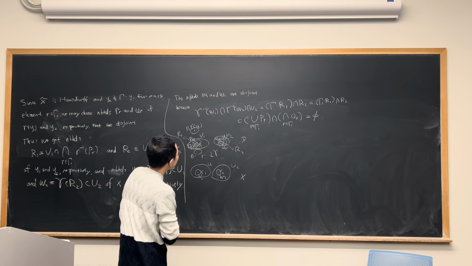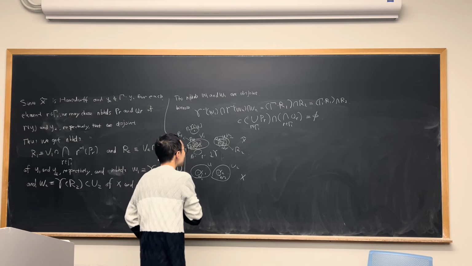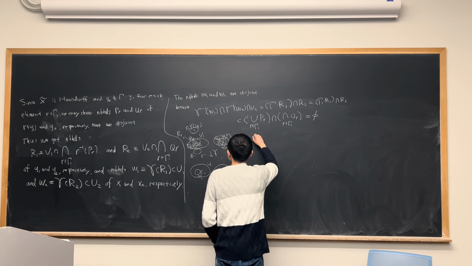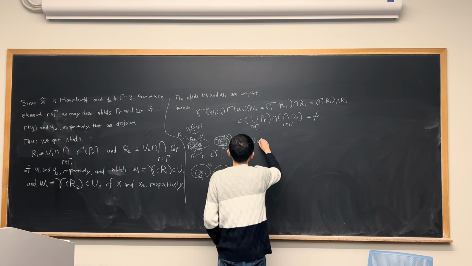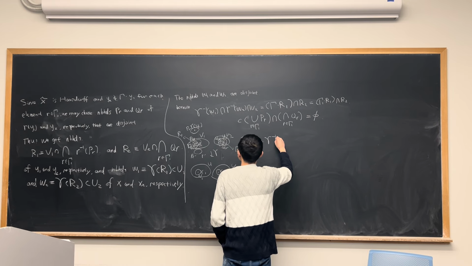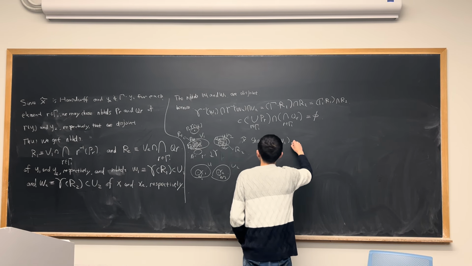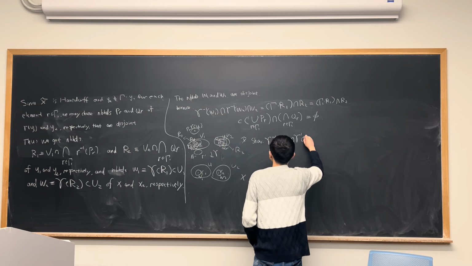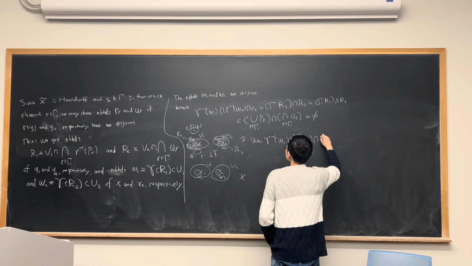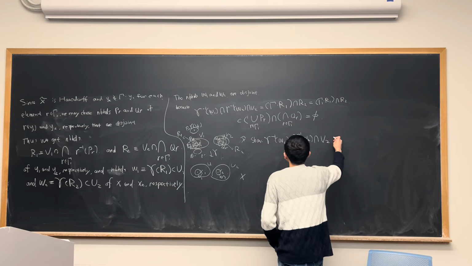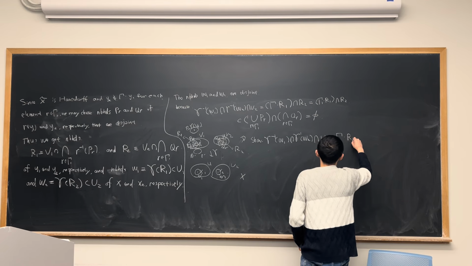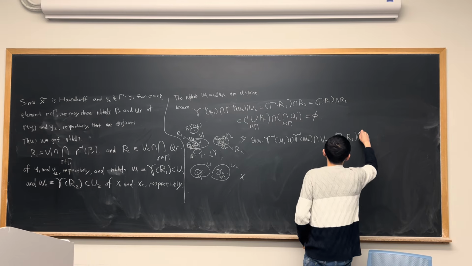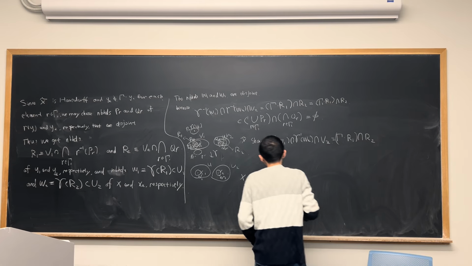So let's show that gamma inverse of W1 intersect W2 intersect V2 is equal to this group action of R1 intersect R2.